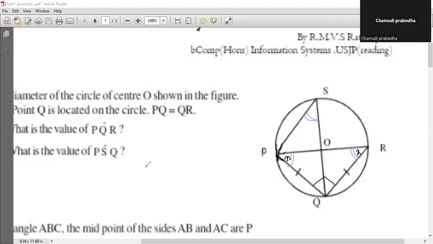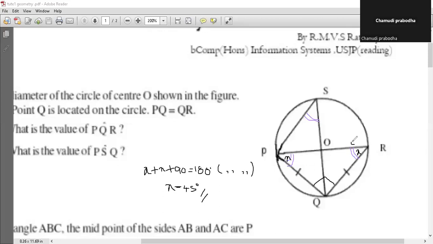Then X plus X plus 90 equals 180. What is the theorem? Sum of the interior angles of a triangle equals 180. So you have to write that theorem in this space. Then we have to get the value of X. X equals 45. Then this X and this X both are equal to 45.